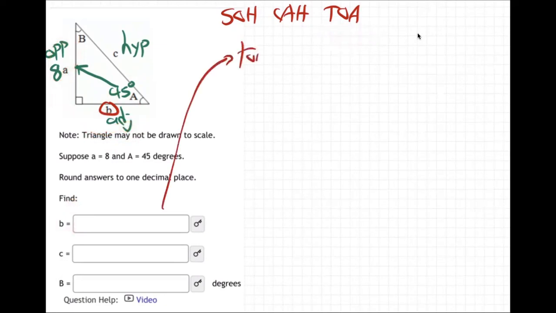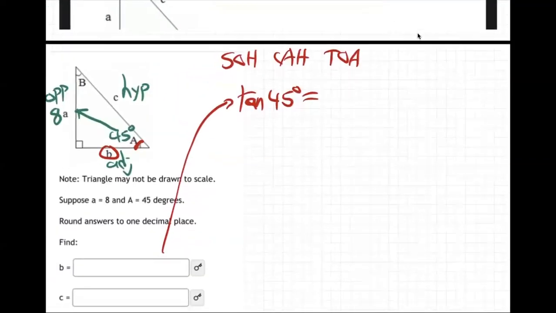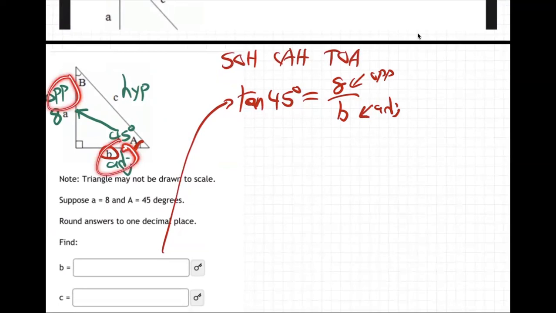So tangent of, well, I should say, tangent of 45 degrees, right? Tangent of this angle right here is opposite, 8, over adjacent, little b. Opposite over adjacent. 8 over little b. Okay. So now I need to solve that for little b.